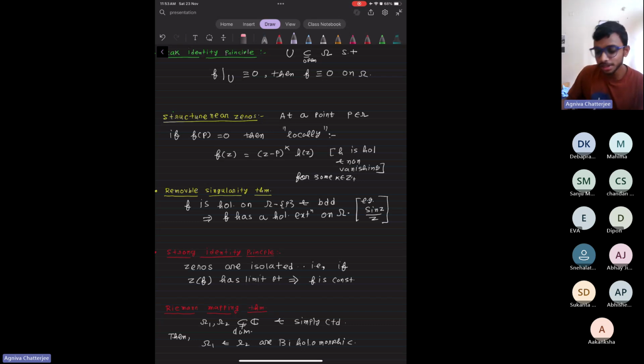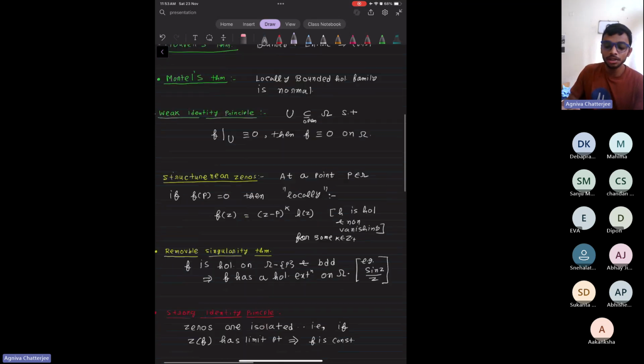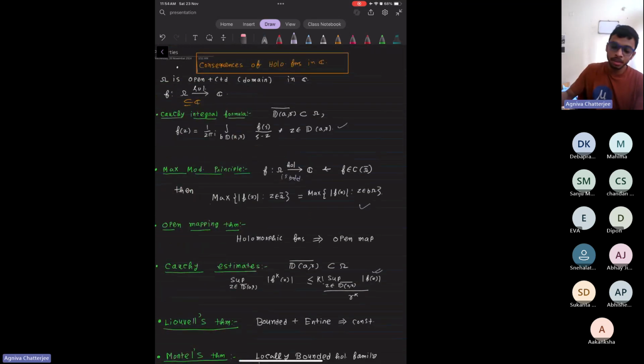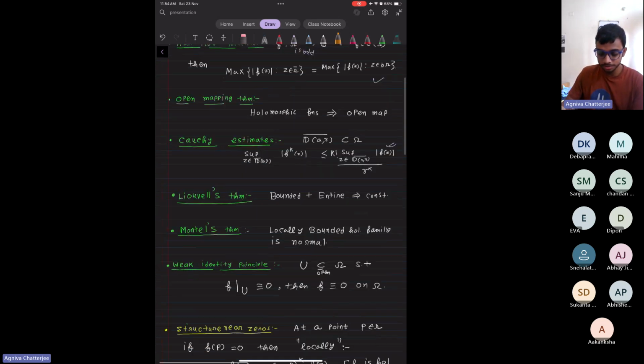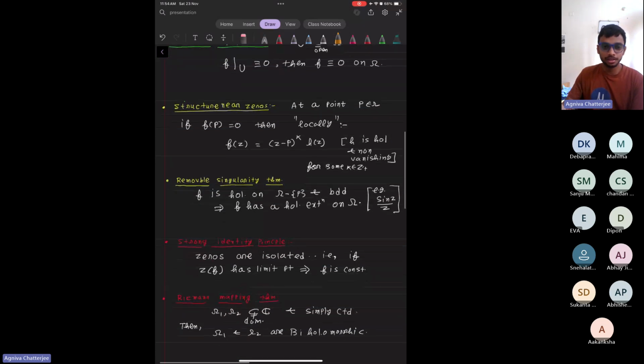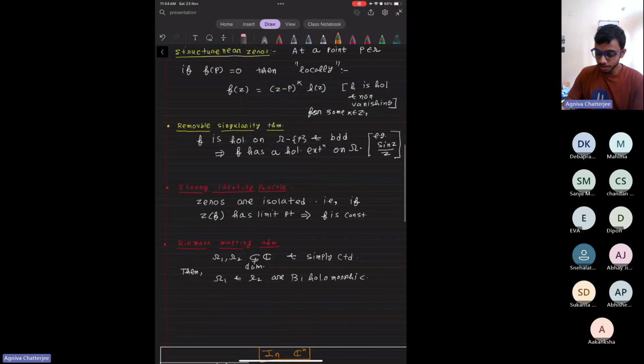Now my question, or rather the point, is how many of them are true in higher dimension? So if I just replace this C with a subset of Cn, then how many of them are true? Well, the theorems are basically color coded. This is green, yellow, and red. And you can guess why they are color coded.